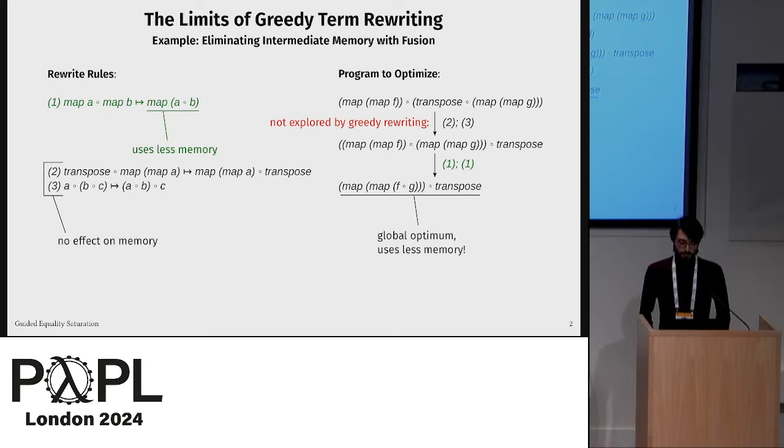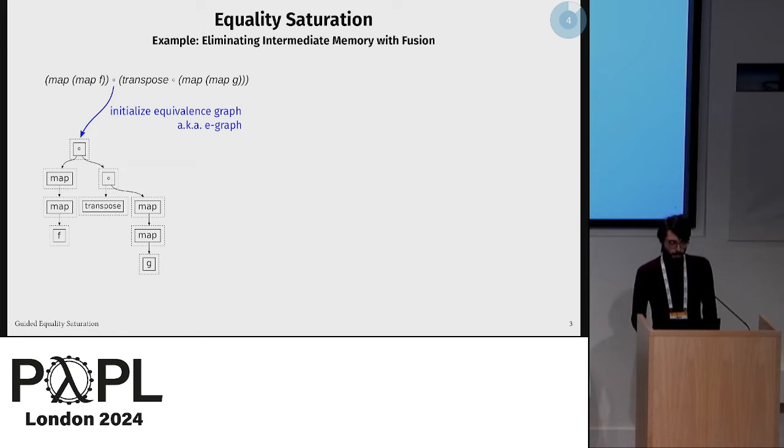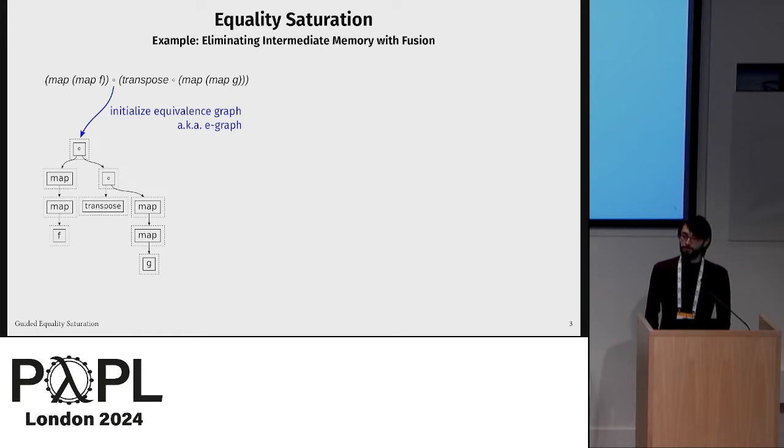The problem is that this rewrite path will not be explored by a technique like greedy rewriting because the memory is not reduced by these rewrite rules. So there is no local progress. So what we can do is use equality saturation instead of greedy rewriting. The idea of equality saturation is to perform the rewriting on an equivalence graph, or E-graph, sorry. When we initialize it from the input term, it looks a lot like a standard abstract syntax tree.